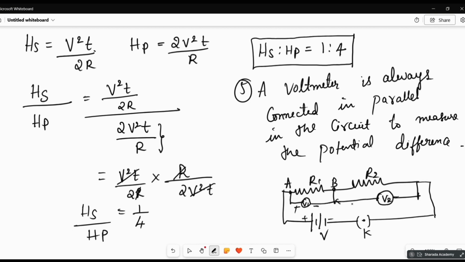So wherever I want to measure, there I will put the voltmeter, across that, in parallel. The ammeter should always be connected in series to find the current. Voltmeter to measure voltage, ammeter to measure the current.